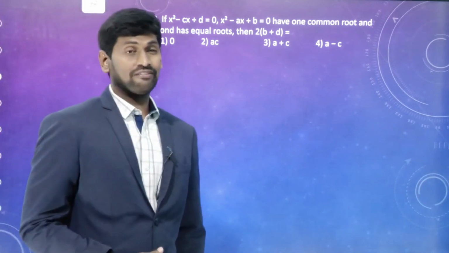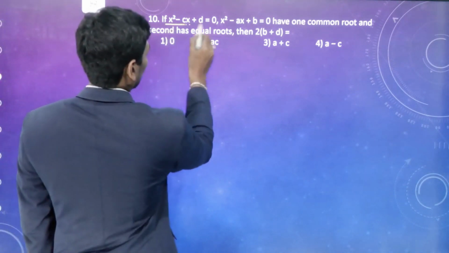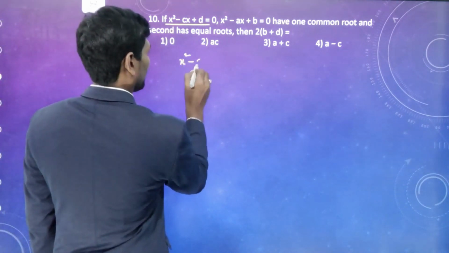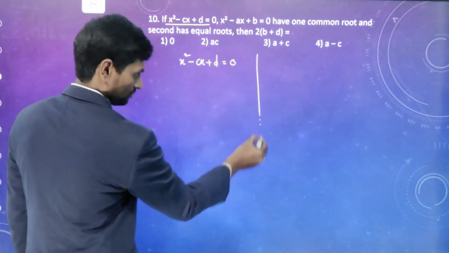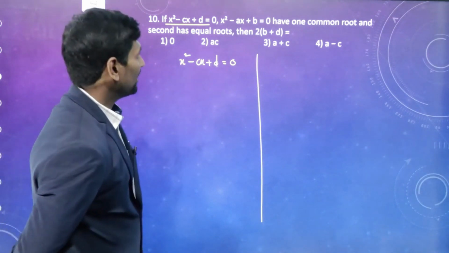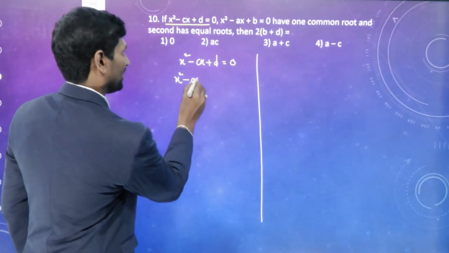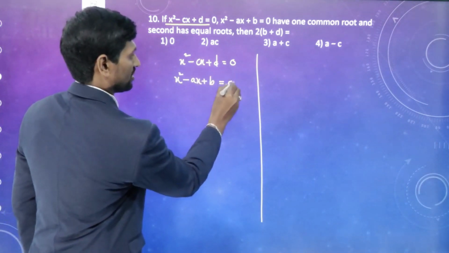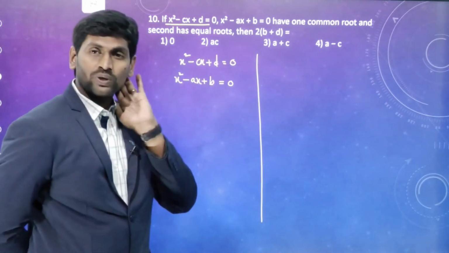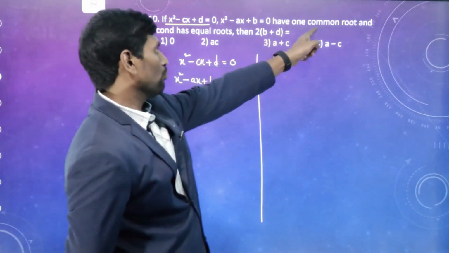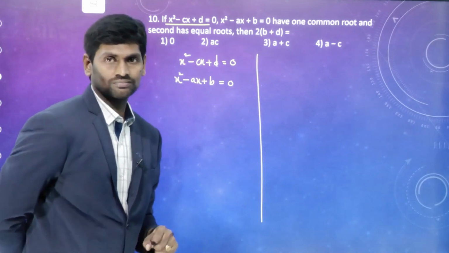Yeah, these are very, very important sums. The first equation, x square minus cx plus d equals to 0. And the second, x square minus ax plus b equals to 0. Clear until then? Two quadratic equations have one common root and the second has equal roots.